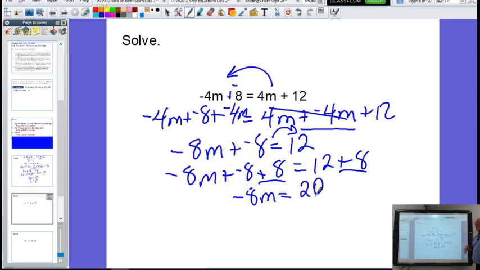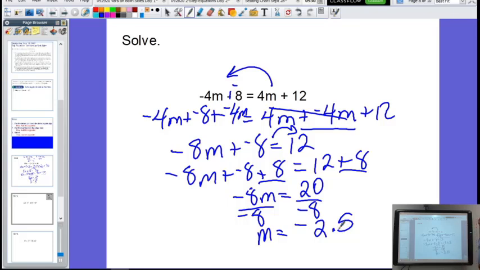Now I've got to solve. I have a multiply by negative 8, so I do a divide by negative 8. And if I do that on one side, I do it on the other. And I end up with m equals, now I know my answer is going to be negative, and if you were to type in 20 divided by 8 on your calculator, you're going to end up with 2 point, let's see, 4 over 8, 2.5 as your answer.